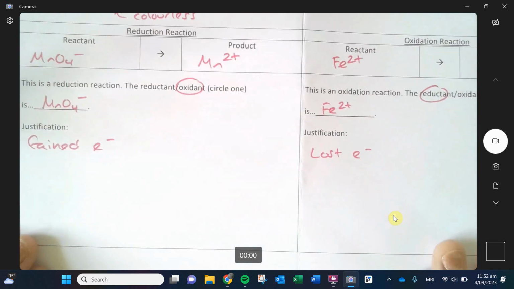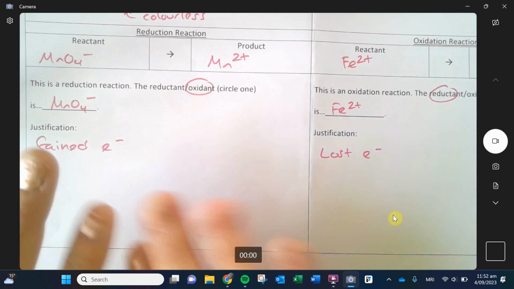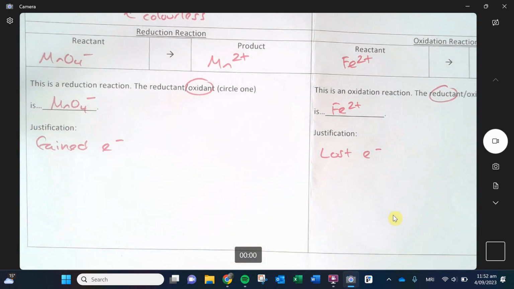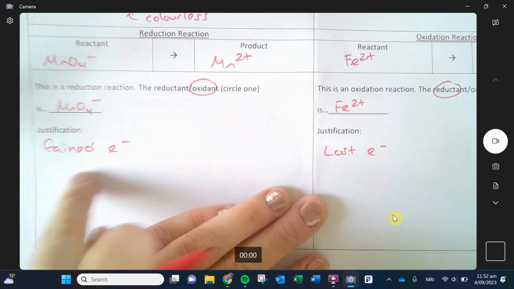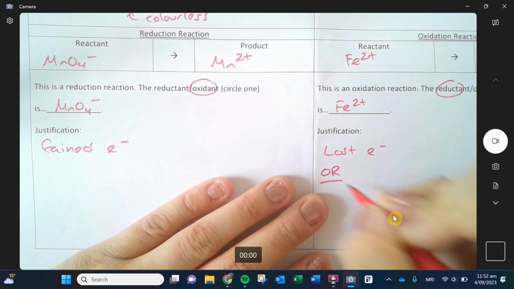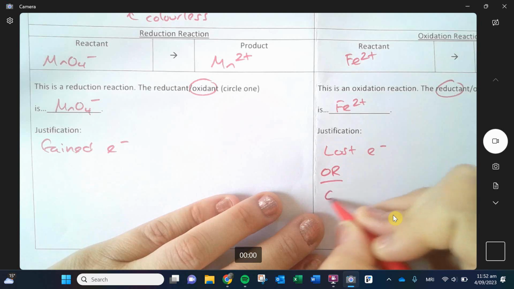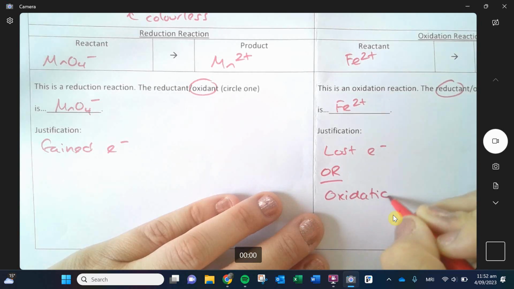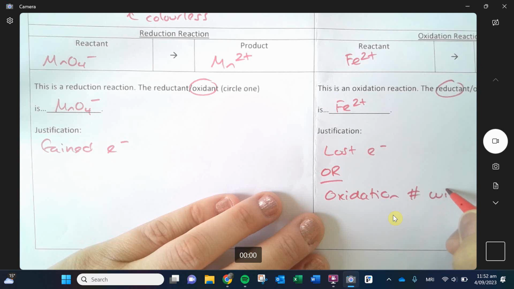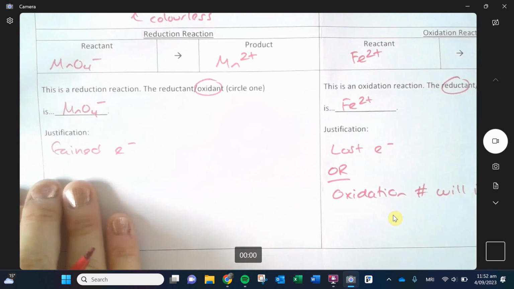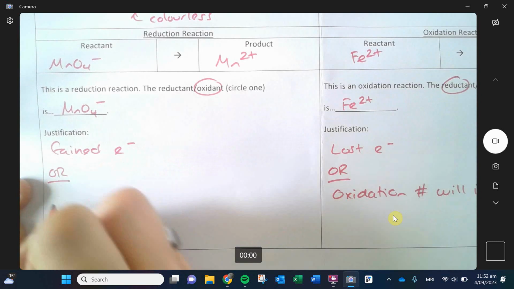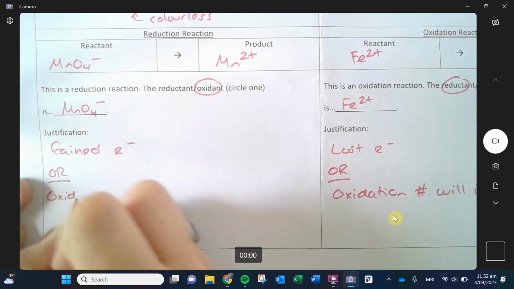The next thing that I can write down for the achieved: we've justified oxidation and reduction reactions using gain and loss of electrons. You can also justify it using the increase or decrease of oxidation numbers. So we either justify with gain or loss of electrons, or you can talk about oxidation numbers. In an oxidation reaction, the oxidation number will increase, whereas in the reduction reaction, the oxidation number will decrease.